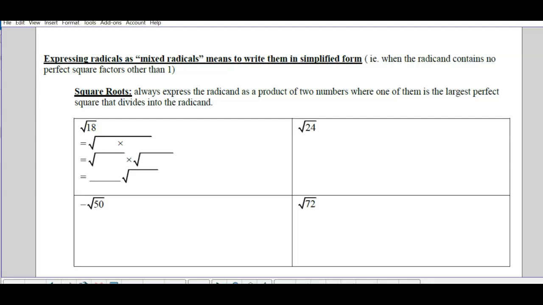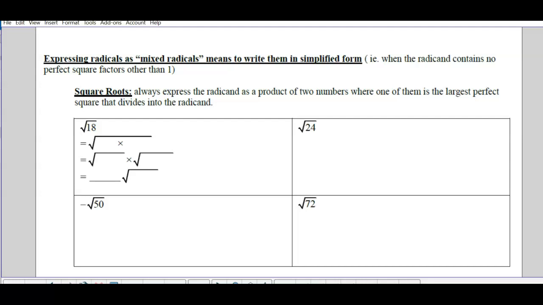So, expressing radicals as mixed numbers means to write them in simplified form. That means the radicand contains no perfect square factors other than what? For square roots, we always express the radicand as a product of two numbers, where one of them is the largest perfect square that divides into the radicand. I'm just going to write out those perfect squares again on the side here. So 1, 2 squared is 4, 9, 16, 25, 36, 49, 64, 81, and 100. So we want to show 18 as a product with one of these numbers.